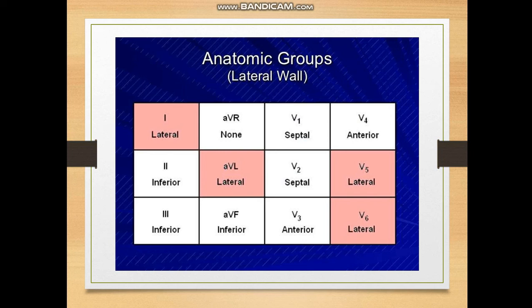See, these leads depict the electrical activity, normal or abnormal, from the lateral wall: lead 1, lead AVL, V5 and V6. You have to see the changes in the lateral wall in these leads. Then comes the inferior wall: 2, 3, AVF. These are the leads which are specific for the changes in the inferior wall of the heart.